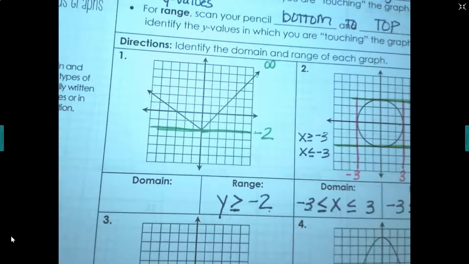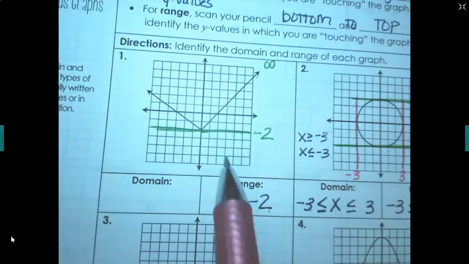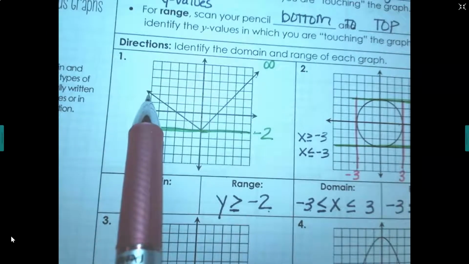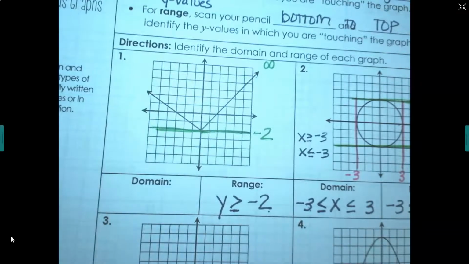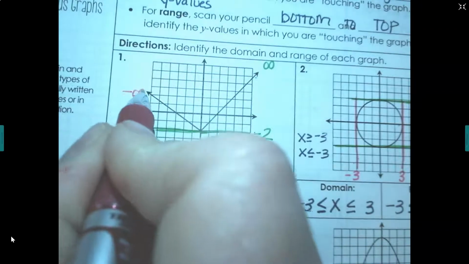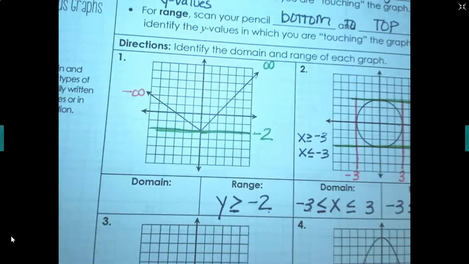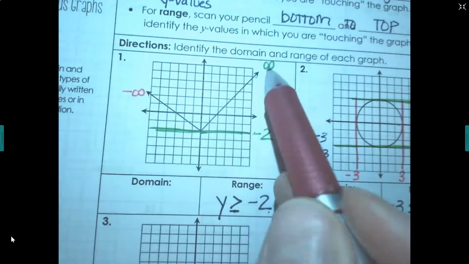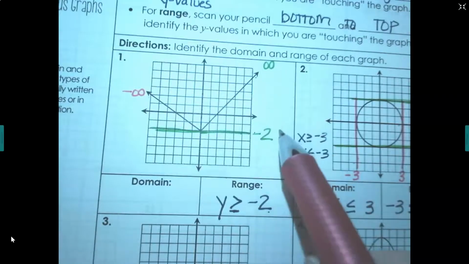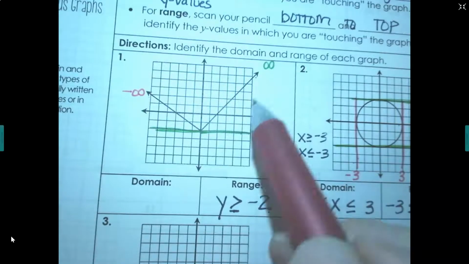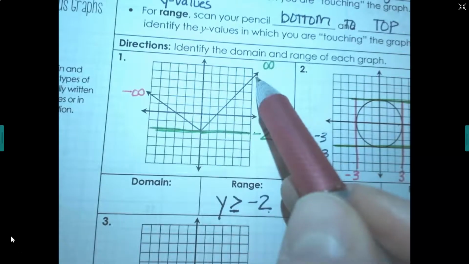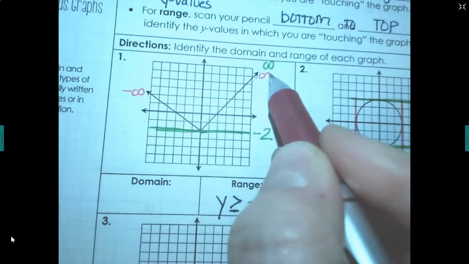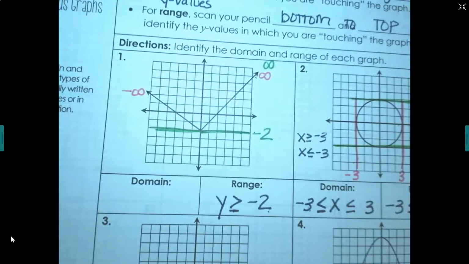All right, let's try our domain. For our domain, we want to look at the left and the right of the graph. On the left, there is no stopping of this graph. It's going forever and ever and ever. If you went forever left, you would end up where the x values go to -infinity. On the right side of the graph, now this green infinity, that's referring to our range. So that was our bottom up. Now we're using pink for our left and right. Going right, there's an arrow. It's going to continue right forever. So x is to the right forever, or positive infinity.